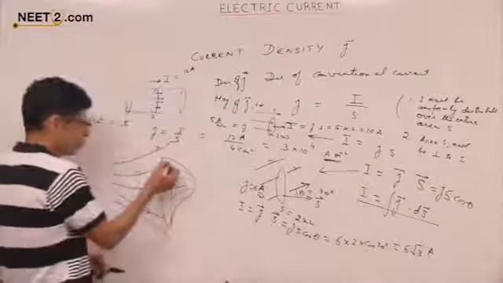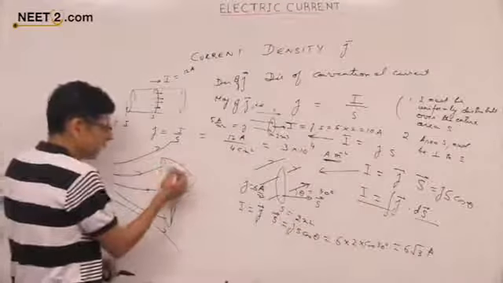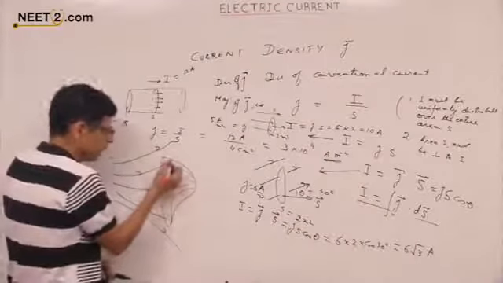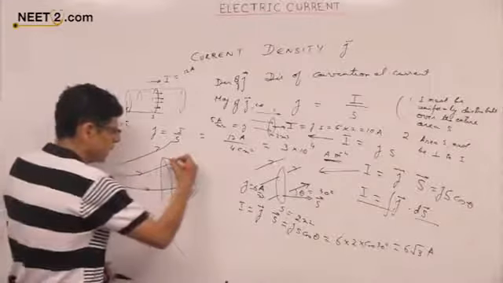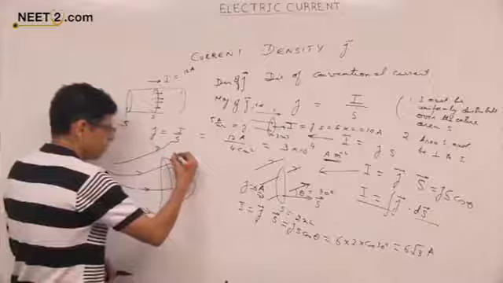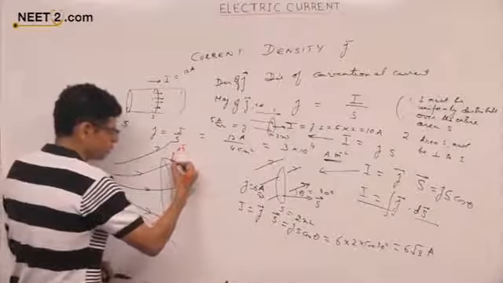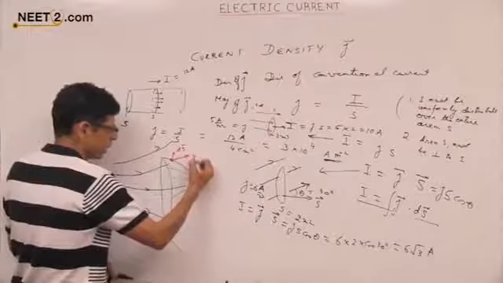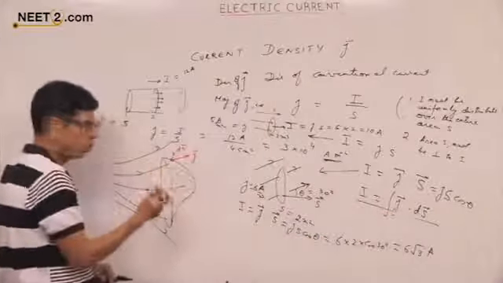So what you are supposed to do is divide the area into little patches. For example, there is a patch here. At that patch, check the area vector. So the area vector is that way, dS. Check the J vector. So J is that way. Carry out J dot dS. You get a little scalar value out of that.